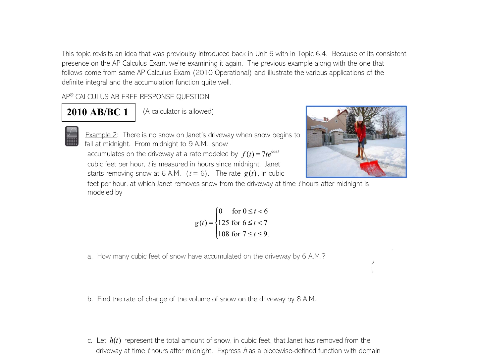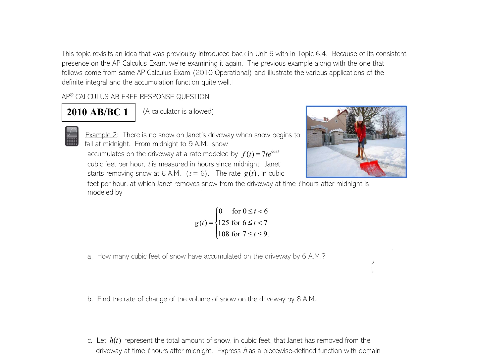All right, so the second question is now another AP question. There's no snow on Janet's driveway when the snow begins to fall at midnight. From midnight to 9 a.m., snow accumulates on the driveway at a rate modeled by F of T equals 7T e to the power cos T cubic feet per hour. T is measured in hours since midnight.